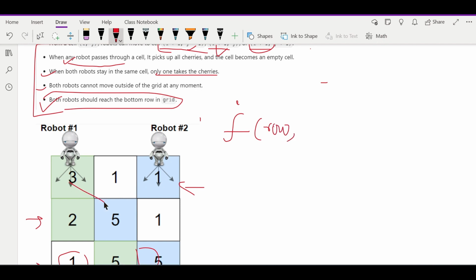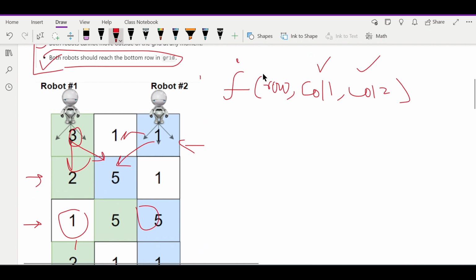But the column is changing differently. For example, here the column is decreasing by one, and here the column is staying the same. So the column is changing differently. So for the column of the first robot and the column of the second robot, I have to take separate symbols, separate variables, to keep track of how both the columns are changing, because they are changing differently, right?